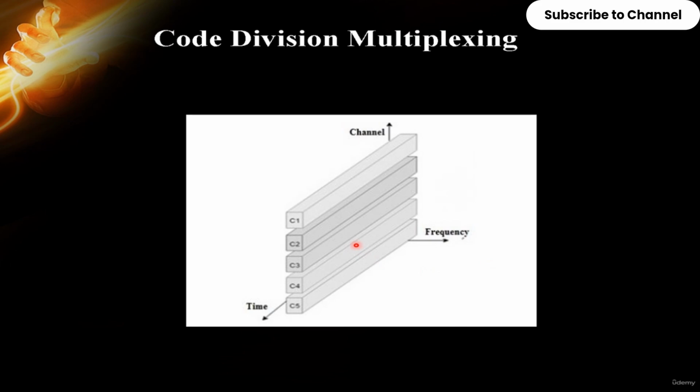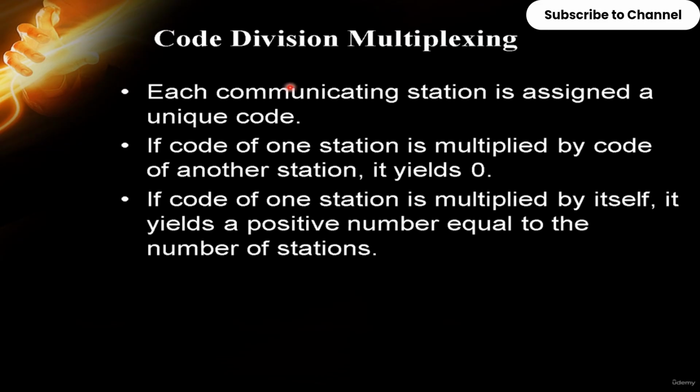In this diagram you can see that, based on time and frequency, the channel is divided into various codes C1, C2, C3, C4, C5. Various codes are assigned to particular channels, used with narrowband frequency. Each communication station is assigned a unique code. If the code of one station is multiplied by the code of another station, it yields 0. If the code of a station is multiplied by itself, it provides a positive number equal to the number of stations in that communication link.